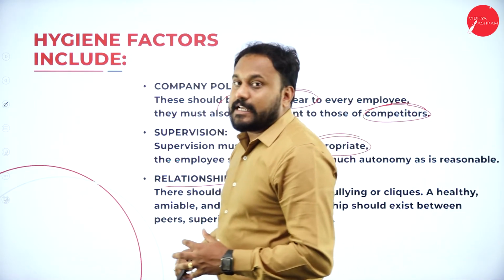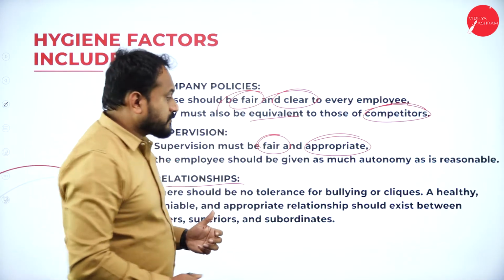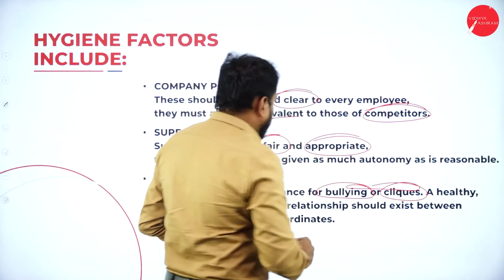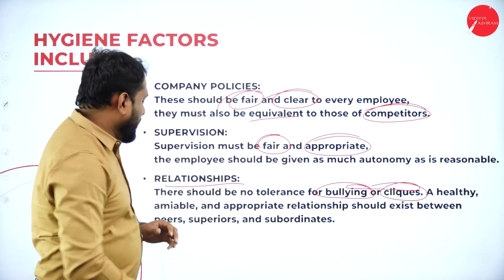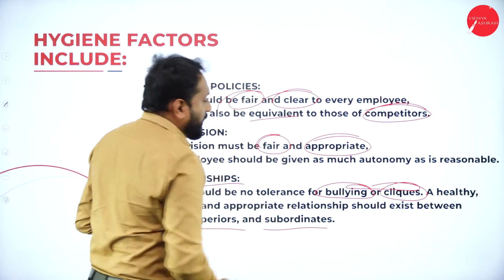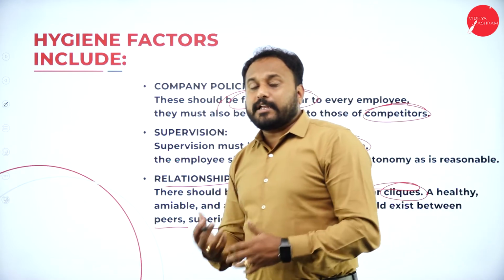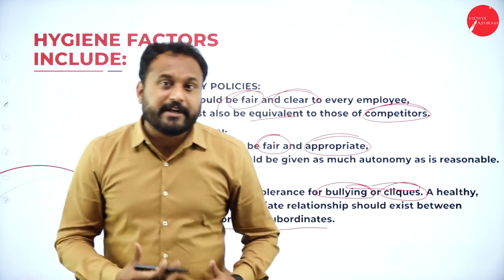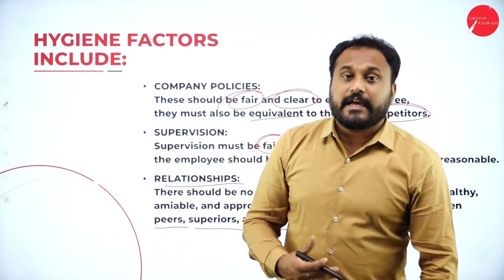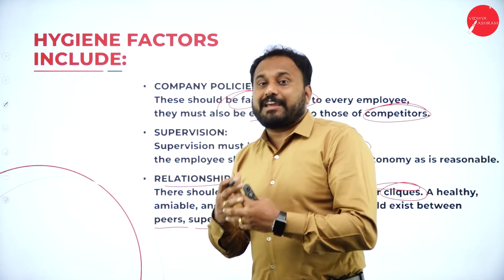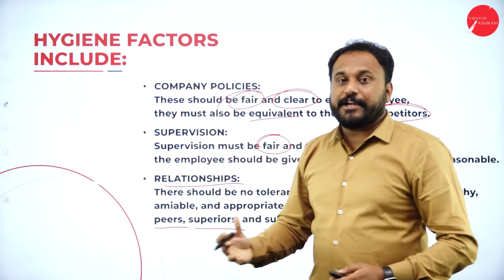And later it is relationship. Here when we understand about the relationship, please do understand that there should be no tolerance for bullying or cliques. A healthy, amicable and appropriate relationship should exist between the peers, superiors and subordinates. The colleagues should be very good. Nobody should go for bullying. If you start bullying a person, he'll not get motivated to work. He'll not even get motivated to come to the job itself. That's the reason we are not supposed to encourage all these things. The relation should be very healthy, and there should be cooperation and not individualism.